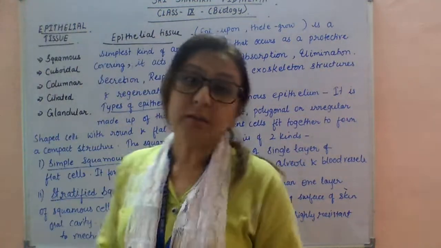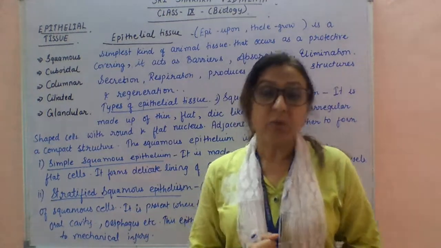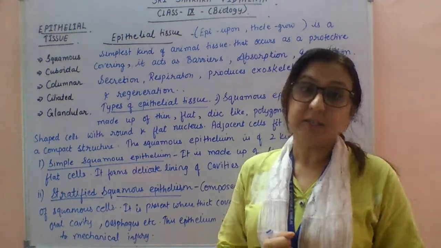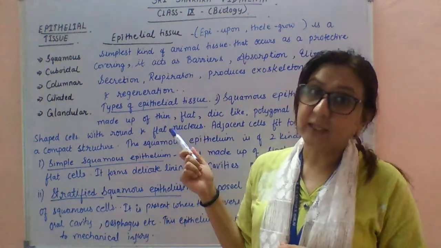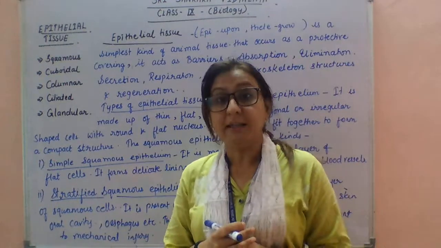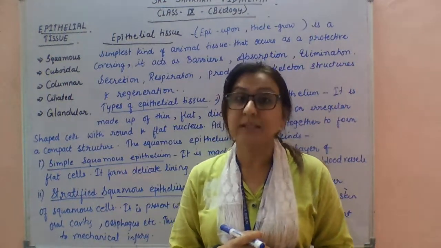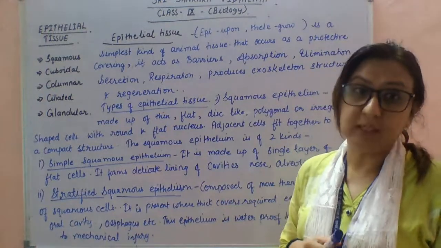Good morning, students. Today we will study animal tissues. I told you that animal tissue is basically of four types. First is epithelial tissue, second is muscular tissue, third is connective tissue, and fourth is nervous tissue. First, we will discuss epithelial tissue.